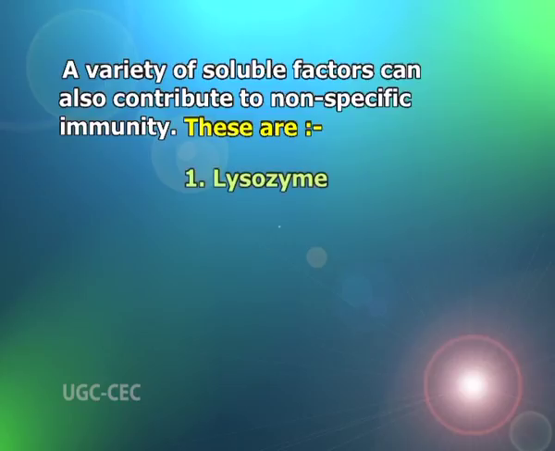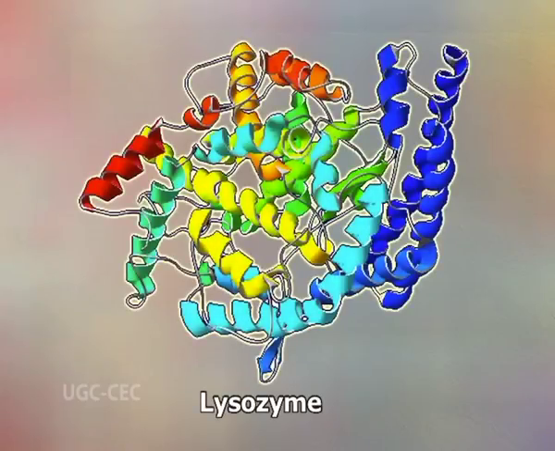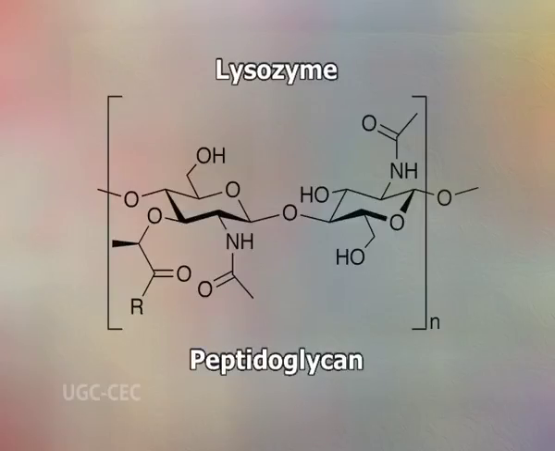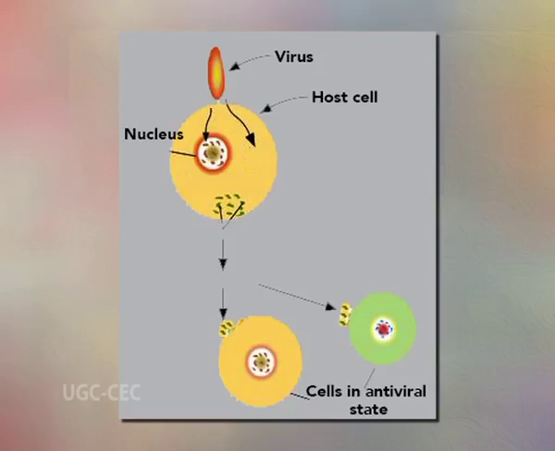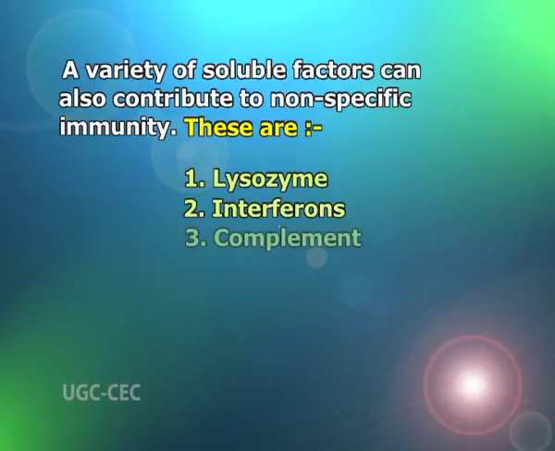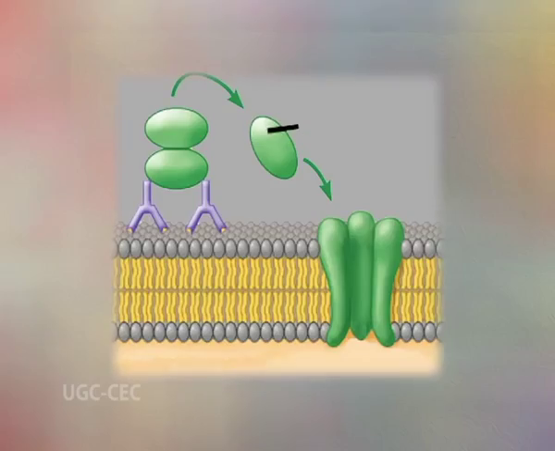These are: number 1, lysozyme. A hydrolytic enzyme found in mucus secretions is able to cleave the peptidoglycan layer of the bacterial cell wall. Number 2, interferons, a group of proteins produced by virus infected cells. Among their many functions is the ability to bind to nearby cells and induce a generalized antiviral state. Number 3, complement. It is a group of serum proteins that circulate in an inactive proenzyme state. These proteins convert the inactive proenzymes into active enzymes.